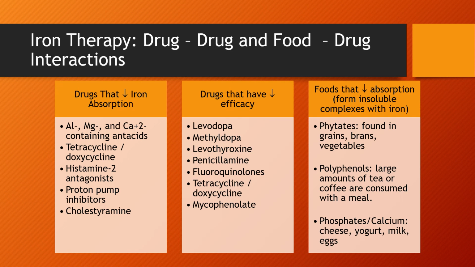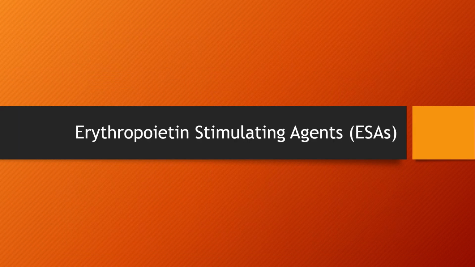Now, there are also foods that decrease absorption, essentially with the same mechanism that was discussed earlier, in that they can bind to the iron in the gut. These include some phytates, which are found in grains, bran, vegetables, polyphenols, tea and coffee, and then phosphates and calcium, so your dairy products and your eggs. This is just important to know in that typically we recommend patients who take oral iron to take it on an empty stomach so that it does not bind with some of these different food products, because it's kind of hard to avoid all of those on that list.